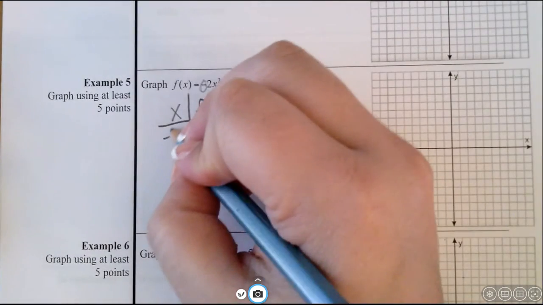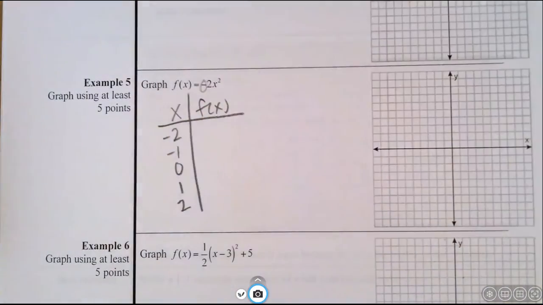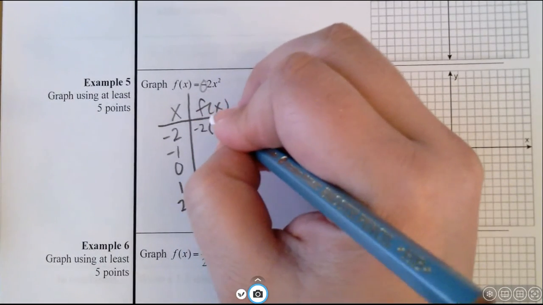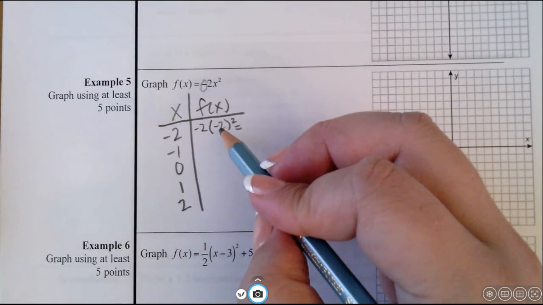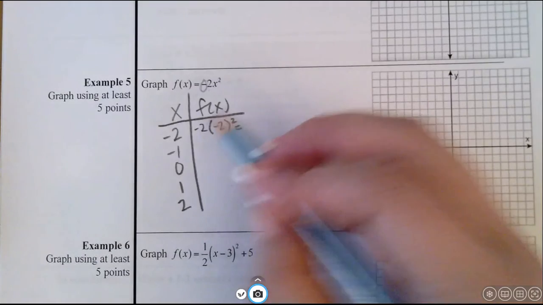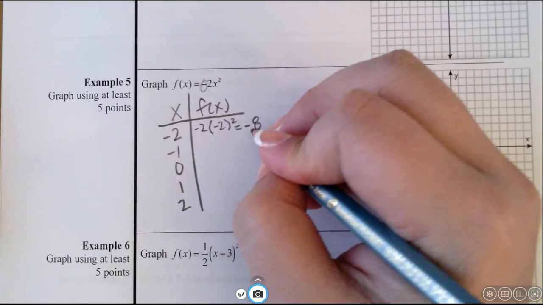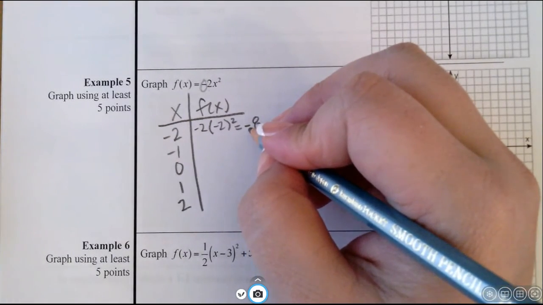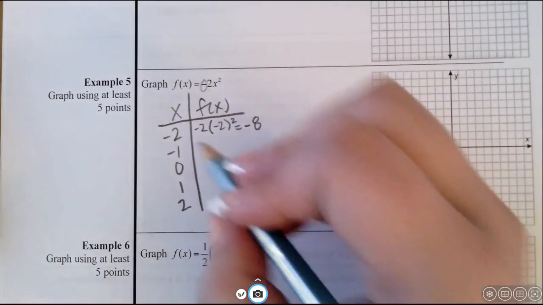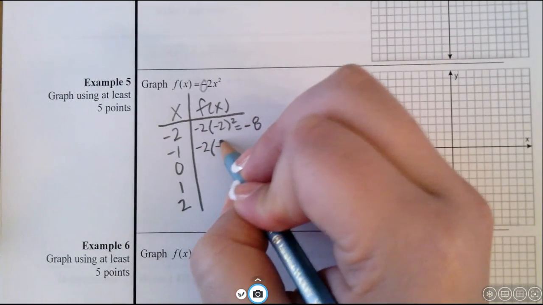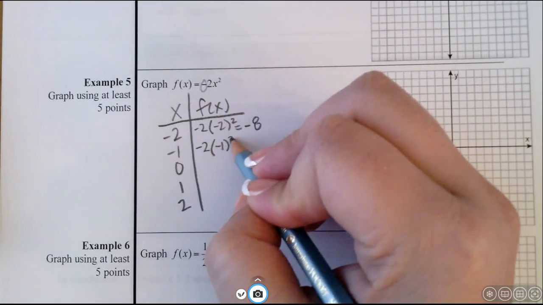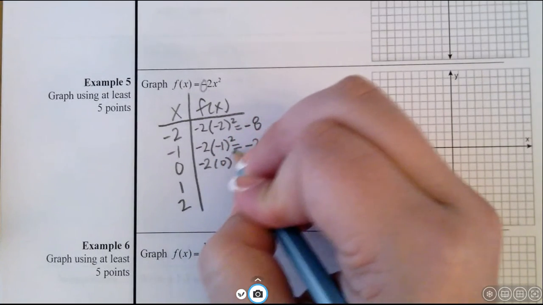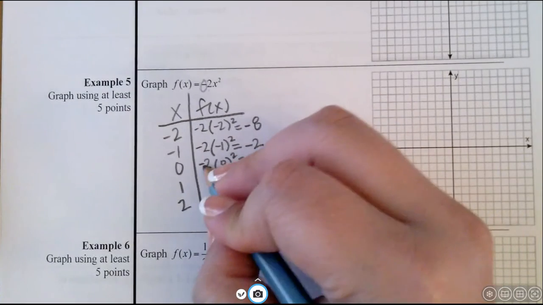When x is -2, -1, 0, 1, 2. So when x is -2, we have -2 times -2 squared. Order of operations, I do the -2 squared first, which is 4. 4 times -2 is -8. That's a negative value. We haven't seen those before when we were doing these. So -8. It's possible to get a negative value on these quadratic functions. So -2 times -1 squared. -1 squared is 1, then times -2 is -2. -2 times 0 squared. 0 squared is 0, then times -2 is still 0.